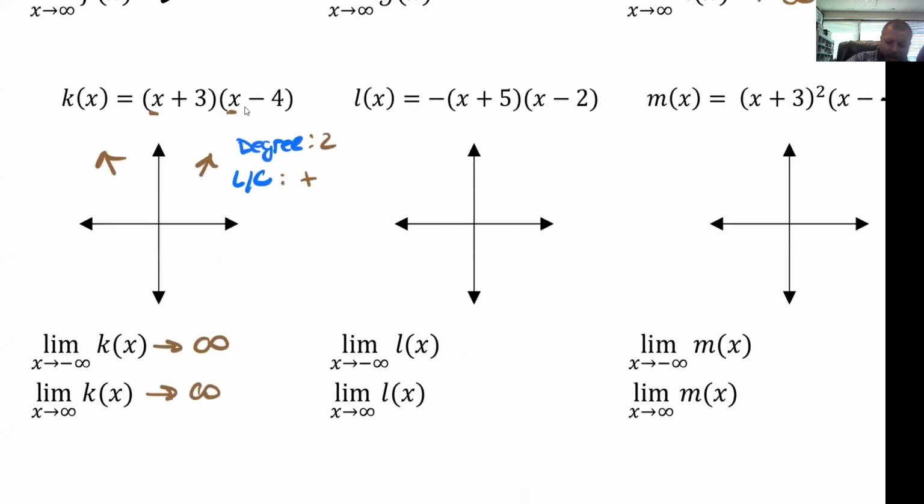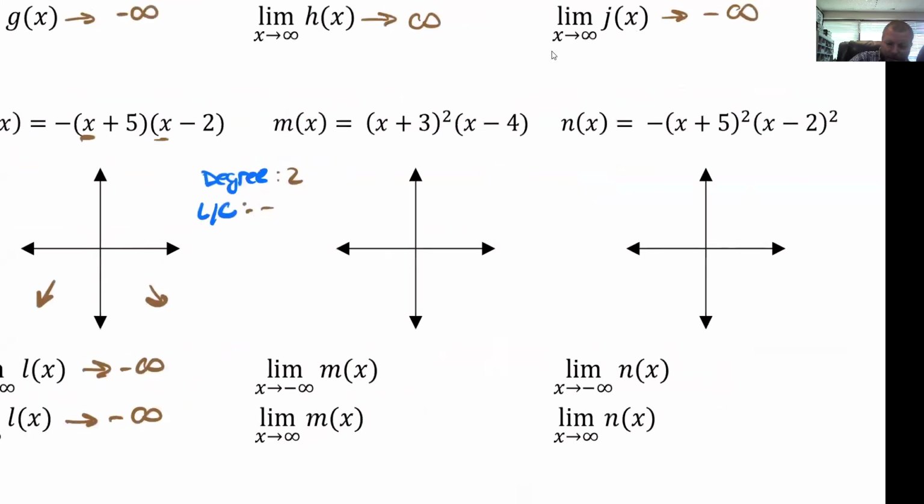The next one is kind of the opposite. I still have an x times an x, so that's a second degree polynomial. Positive, positive, and I have a negative out front. So this is a negative times a positive times a positive. One negative means the result is negative. So we have a flipped quadratic. We approach negative infinity and another negative infinity.